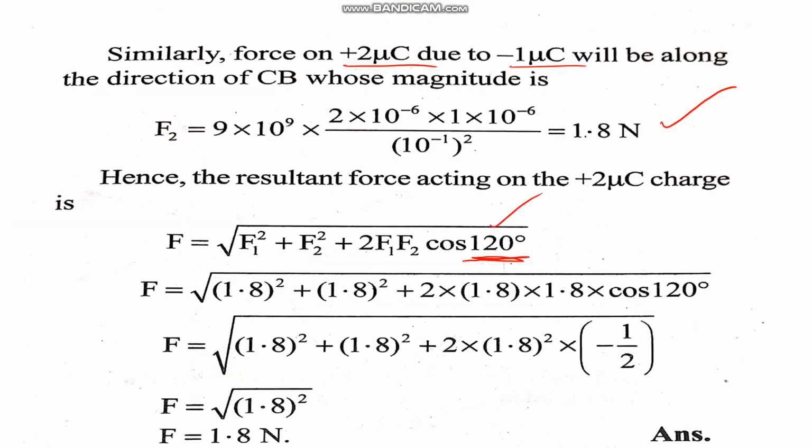Now after putting the values of F1, F2 and theta, the value of cos 120 degree is minus 1 by 2. By calculating it, we will get F is equal to 1.8 Newton. This is the required answer.